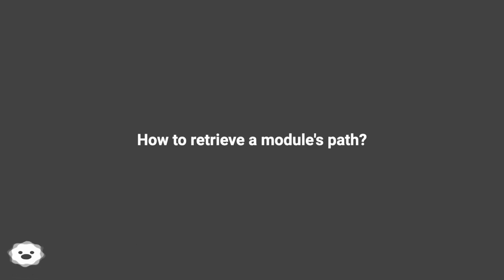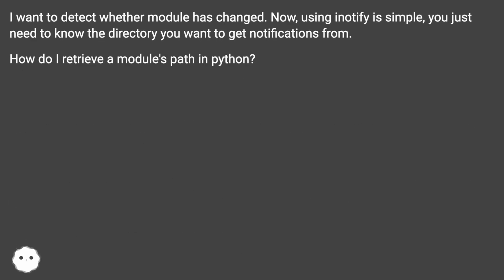How to retrieve a module's path. I want to detect whether a module has changed. Now, using inotify is simple. You just need to know the directory you want to get notifications from. How do I retrieve a module's path in Python?